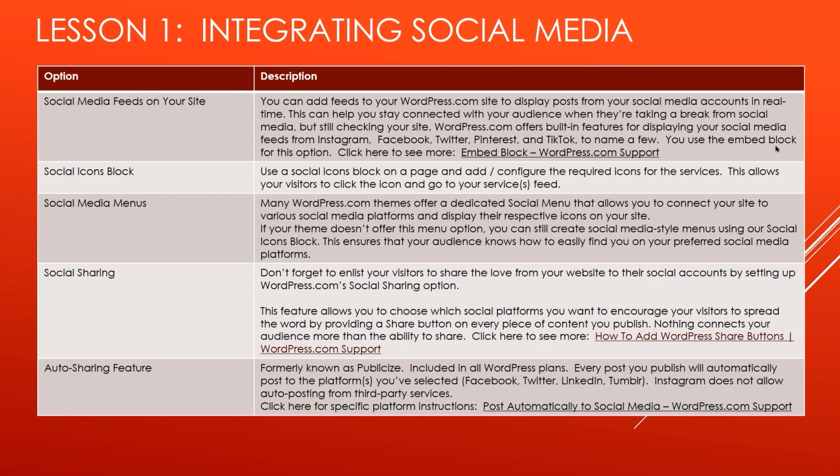So it's still on this slide, just as a reminder for you that we've done that already. And then there's an auto sharing feature, which is formerly known as Publicize. It is included in all WordPress plans, and every post you publish will automatically post to the platform you've selected. So Facebook, Twitter, LinkedIn, Tumblr. Instagram does not allow auto posting from third-party services. That's why it's not in the list.